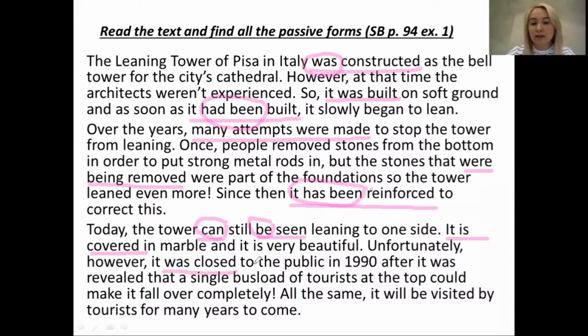"Was closed," again, past simple passive. "Was revealed" is also past simple passive. And the last one, "will be visited." It is future simple passive. I hope you have no mistakes. So let's move on.